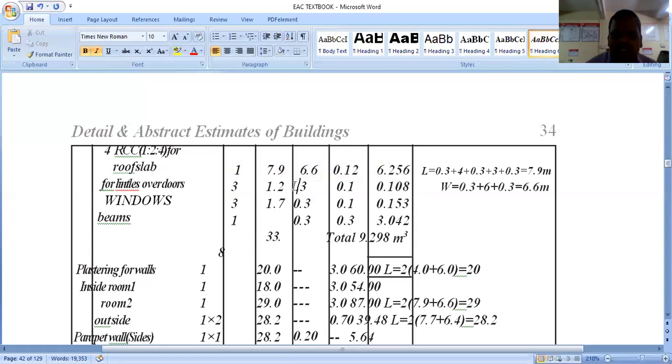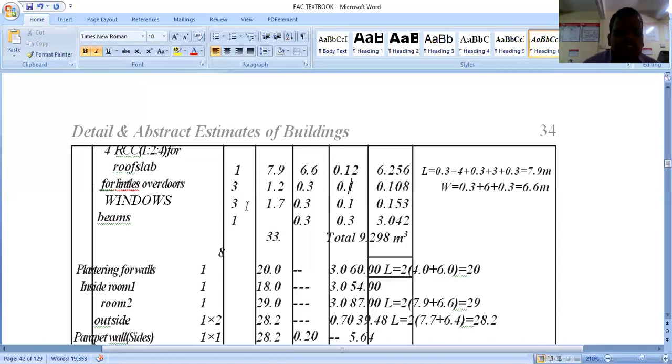The width is 0.3 meter and the thickness is 0.1 meter. Here we have shown it. Okay, just multiply these four variables: 3 into 1.2 into 0.3 into 0.1. So the answer will be 0.108.